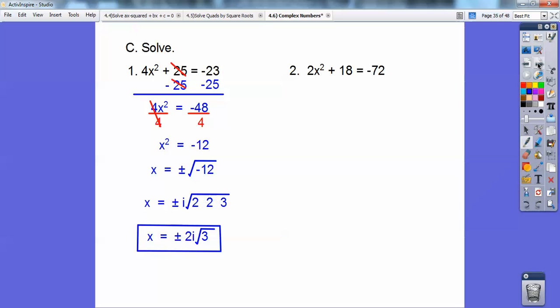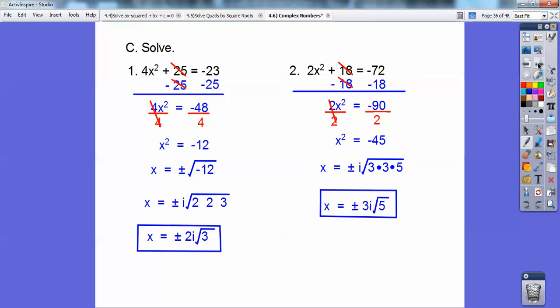All right, let's try another one. You try it with this one right here. Okay? All right, and then unpause it and see if you got what I got right there. So I got plus or minus 3i root 5.